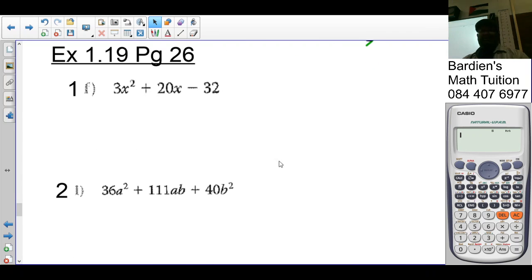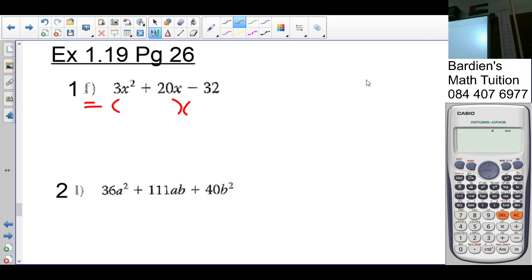So we're looking at exercise 1.19, page 26, number 1F. So is there a common factor there? No. So I need to go straight into the product line. So what are the factors of 3? 1 and 3. What are the factors of 32? 1 and 32? 2 and 16? 4 and 8? Is that it? Yes? So what do I do here? Do I add or subtract our factors? Subtract.